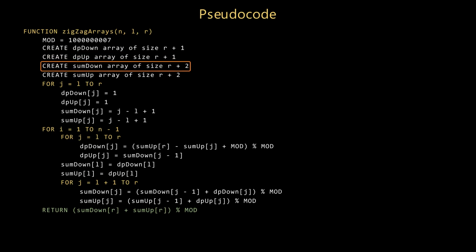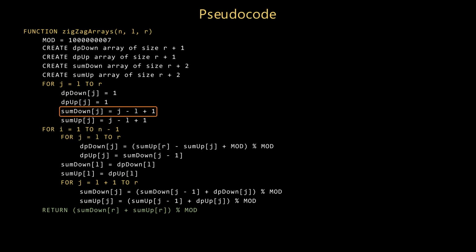Allocate the valley prefix reservoir with one extra trailing boundary slot. Allocate the peak prefix reservoir the same way. Seed every allowed height before the first extension step. A single value alone is one valid valley ending path at height j. A single value alone is one valid peak ending path at height j.